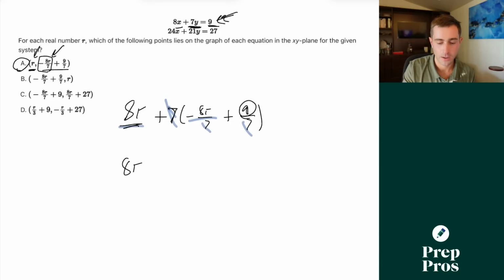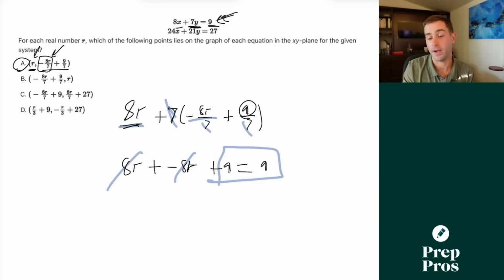So what happens here, we'll write it all out, but 8r, we're going to get plus negative 8r plus 9 is equal to 9. These cancel out. That's how I can find my right answer very quickly.